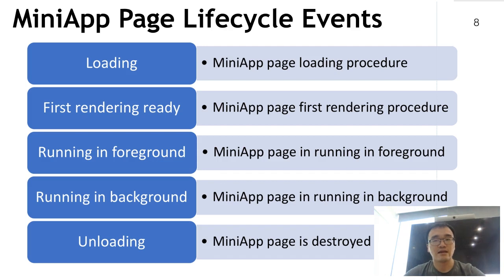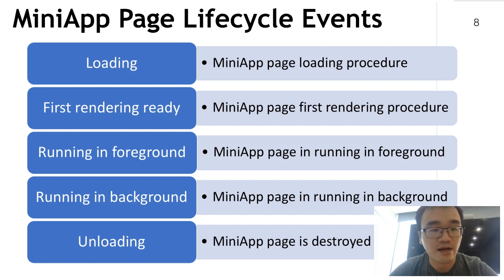And here in slide 8, we come to the second part, the MiniApp page lifecycle. Here, similar to the application lifecycle, I list the 5 events used by the MiniApp page lifecycle. The first event is loading. It means the MiniApp page loading procedure. And the second is the first rendering ready event. It means the MiniApp page first rendering procedure.